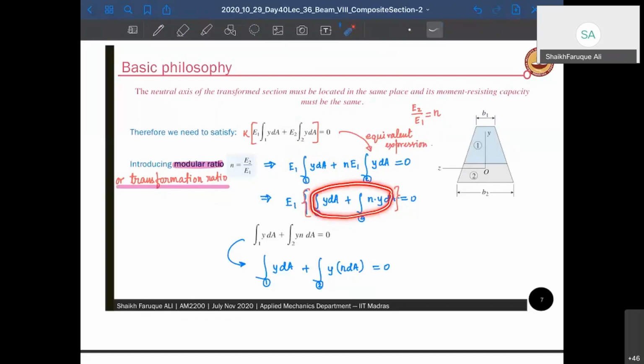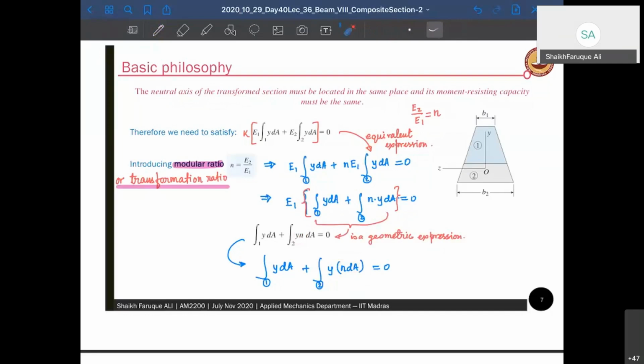right? This is the same as here, a geometric expression. It doesn't have any material in it. It's independent of material. Therefore, I have already converted my system to an equivalent system where the material is of the same modulus. Now this N is there, which I can write as NdA, because my neutral axis has to go through the same point. So what I'm doing is just changing the area.